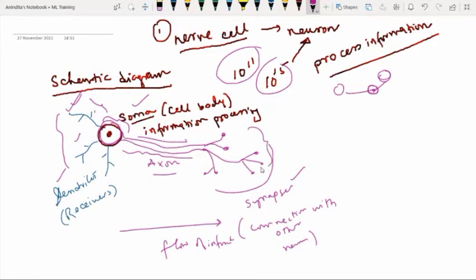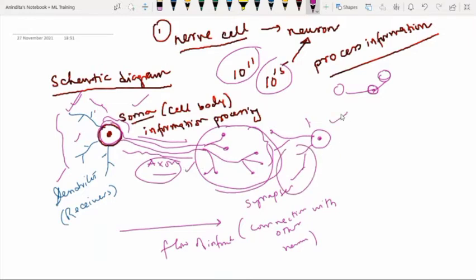And what is the synapses? So it is a connection between the axon and the other neuron's dendrites. Because if I consider this is a cell body of another neuron, then we have dendrites over here. So these synapses are the connection between the axon of the previous neuron and the dendrites of the next neuron. So this is the basic concept.